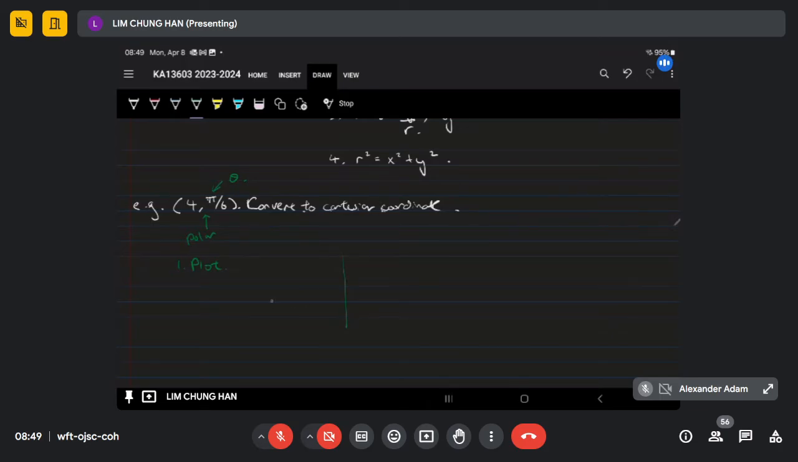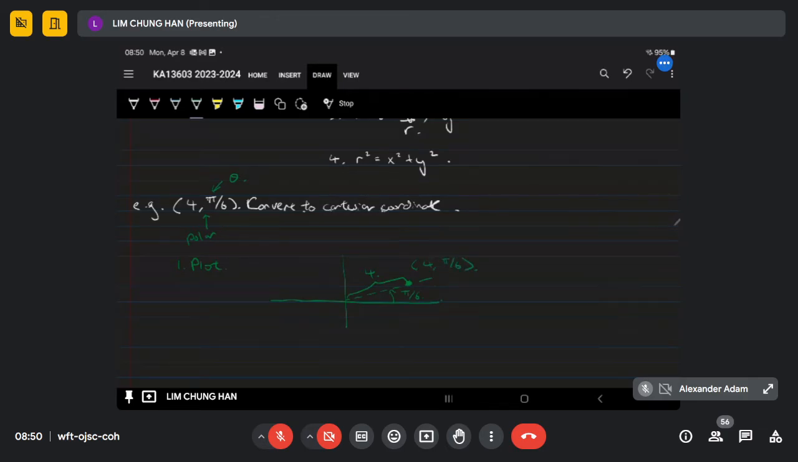So let's plot this point. Pi over 6 is how many degrees? 30, guys. Okay. So you draw across, you put your protractor there, you draw 30 degrees. So that's your pi over 6, or 30 degrees. And then you measure 4. So that is your point.